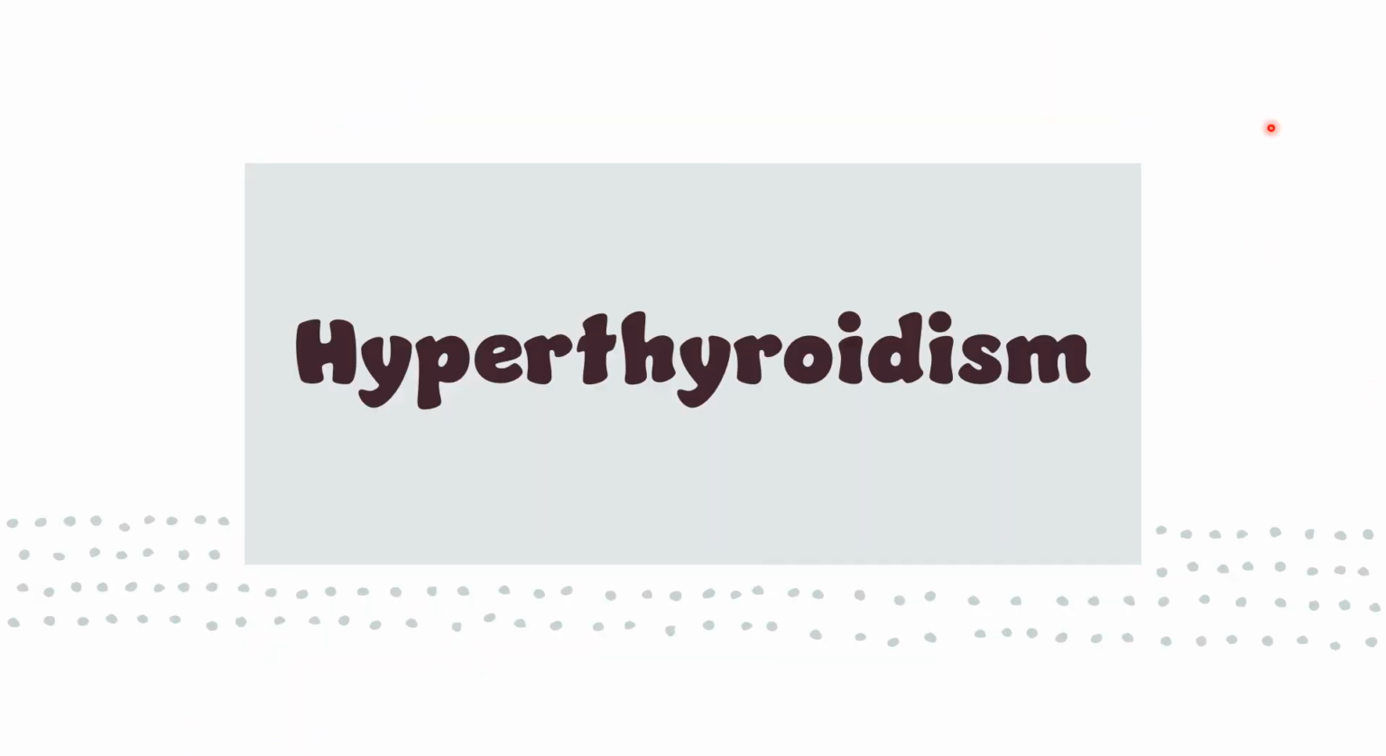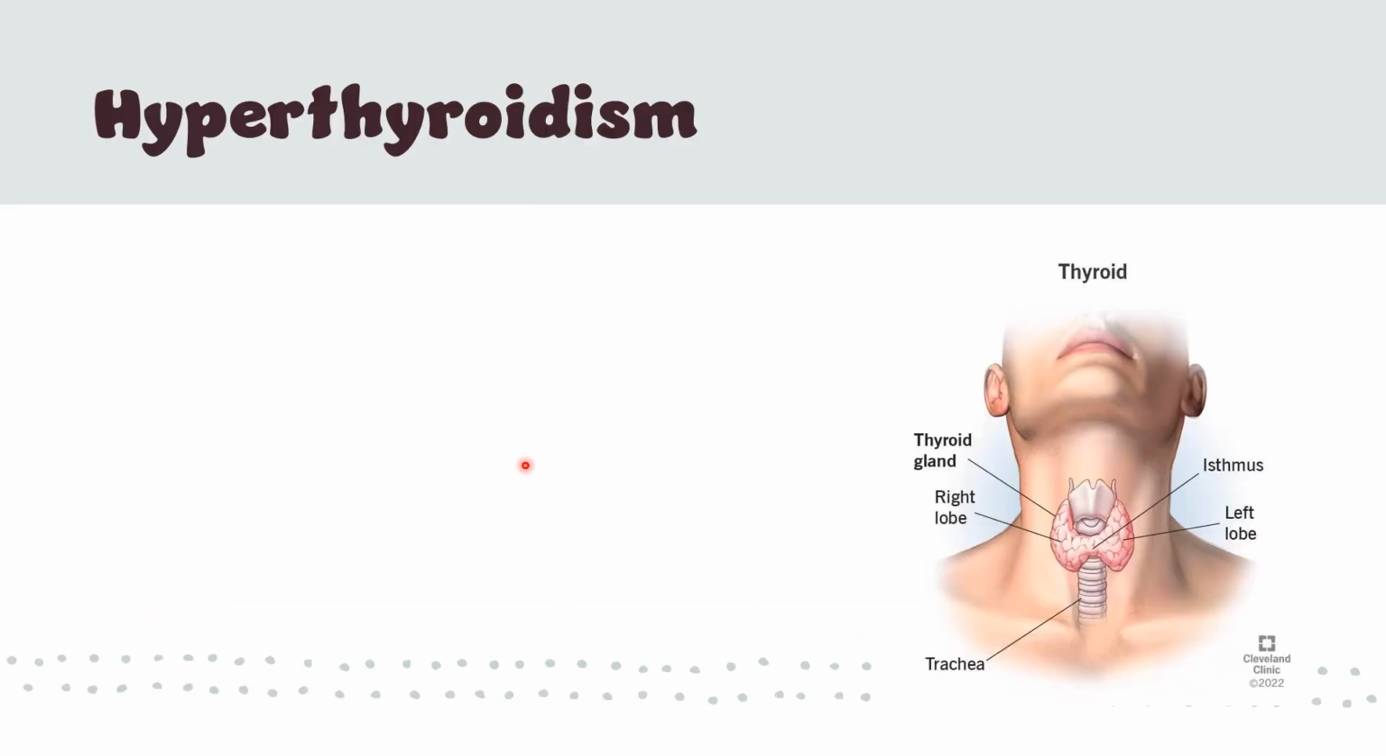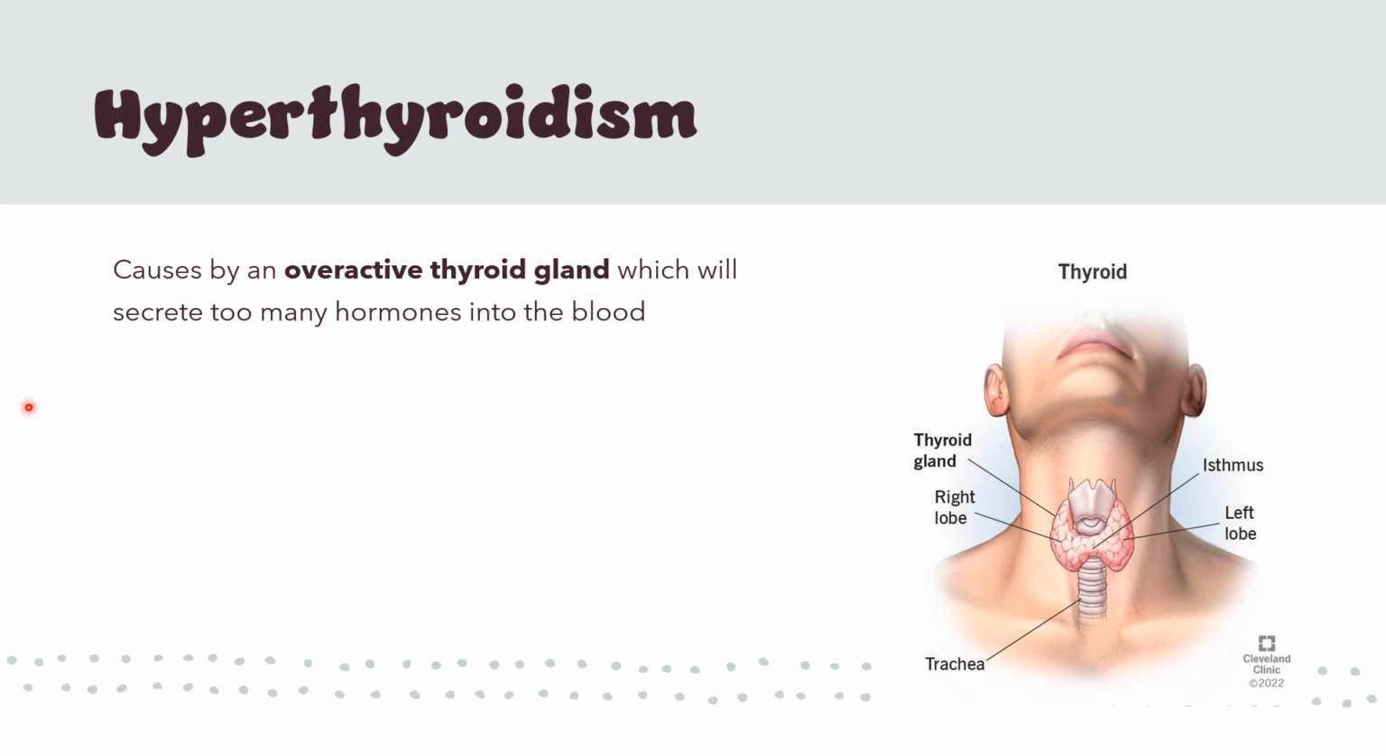And now we have our last malfunction that I want you to know about, and this is hyperthyroidism. So hyper meaning high, we know that. And then thyroid. So we know this relates to the thyroid, which is one of the glands that we looked at in the endocrine system. So there are high activity levels of the thyroid. So hyperthyroidism is caused by an overactive thyroid gland, which will secrete too many hormones into the blood.